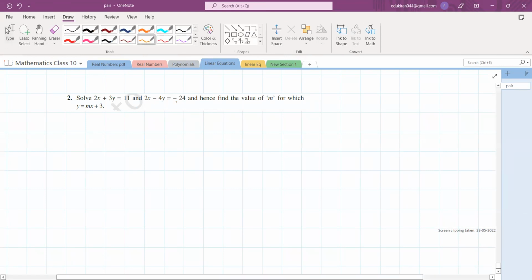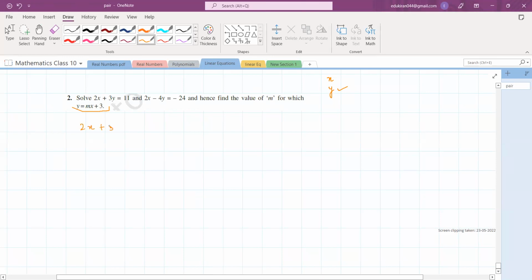Okay, so solve these two equations and hence find the value of m, for which y is equal to mx plus 3, right? So finally, we have to solve these equations by the method of substitution. Then we will get the value of x and we will get the value of y. Then we will substitute this value of y into this equation, and this will give us the value of m. Correct? Okay. So let us start with solving it.